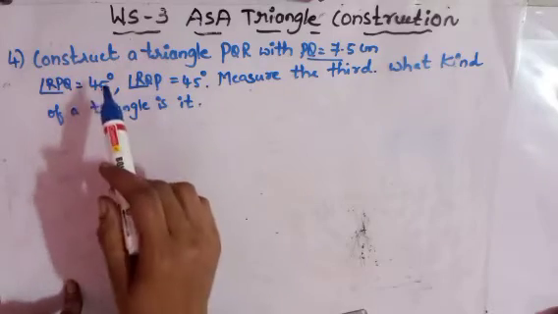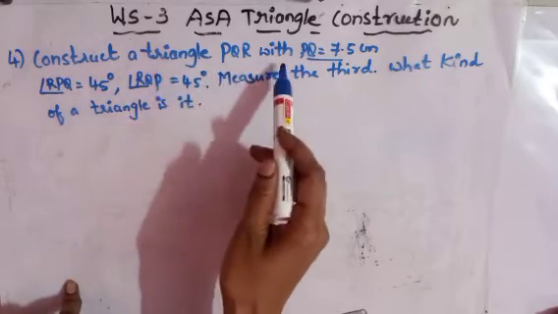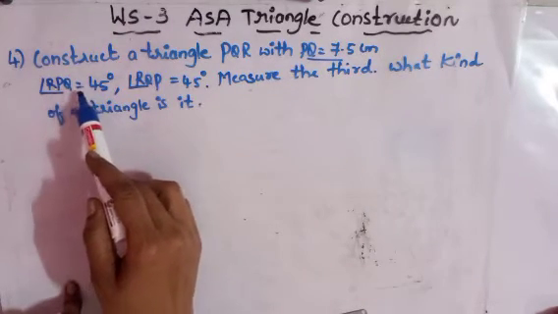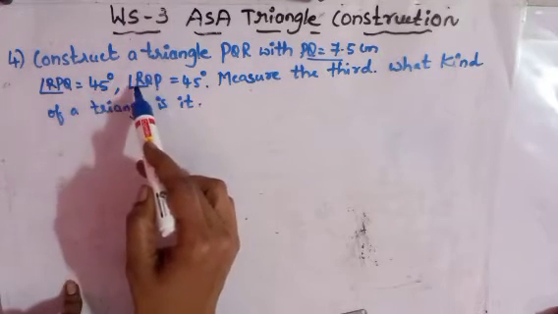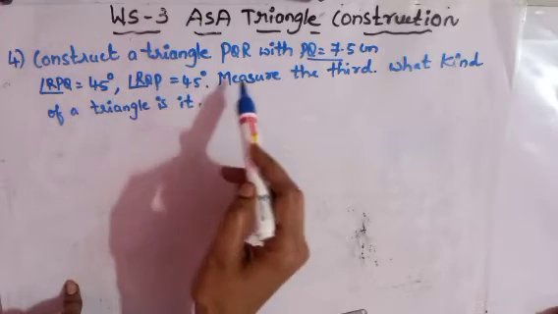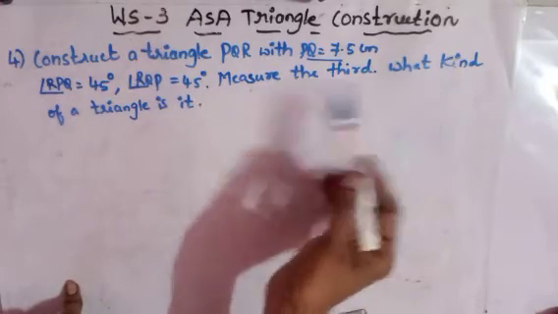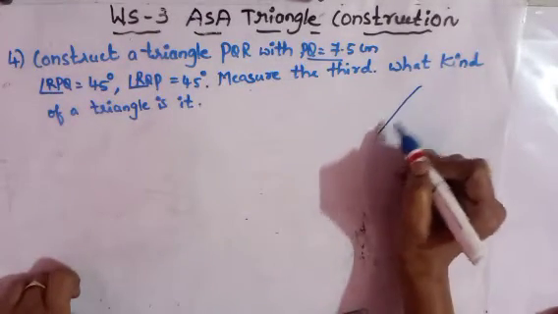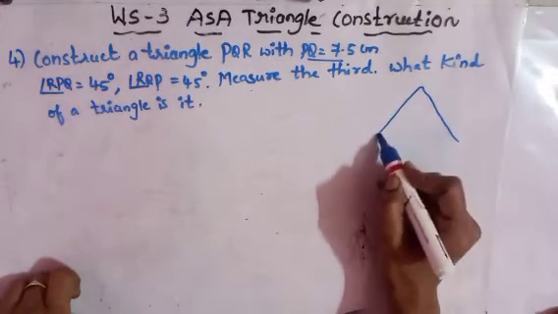Next, fourth one, construct a triangle PQR with PQ equals 7.5 centimeter, angle RPQ equals 45 degree, angle RQP equals 45 degree. Measure the third angle. What kind of triangle is it? So first let us draw a rough diagram, that is, a rough figure.